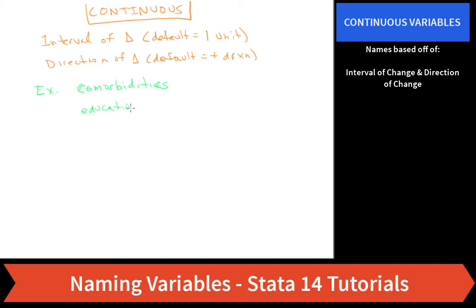A year of education may not be that meaningful. For example, if you finish college, that's going to be 4 years. So we may want to have an interval of 4, meaning education 4, where a 1 unit higher value of education 4 actually means 4 more years of education. So it tells you the interval, and it tells you the direction means more.